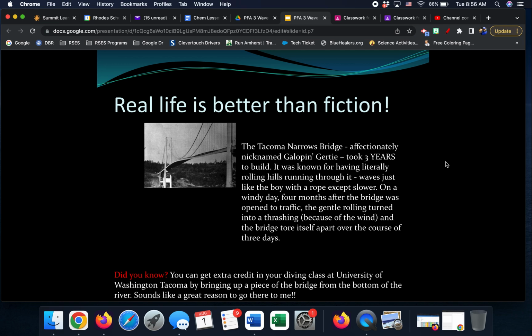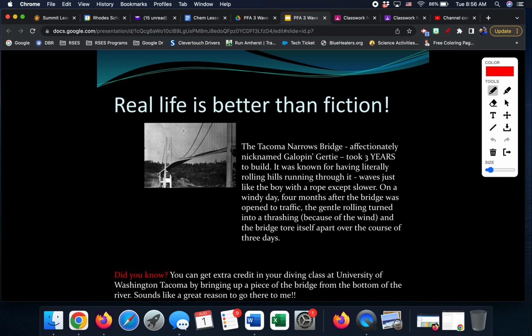This will definitely not be on the test, but if you look at this picture, this is a real bridge. It took about 3 years to build out in the state of Washington. And after it was built, about 4 months later, there was a very windy day. And that wind transferred enough energy to this poorly built bridge that it created waves in it. And actually, during the next 3 days after this windy day, the bridge broke and fell to the ground.